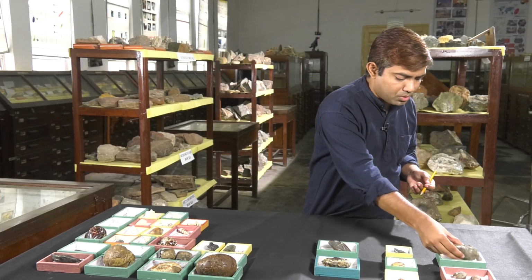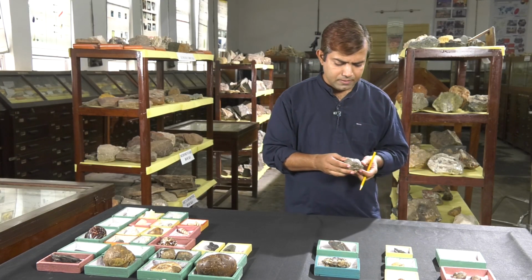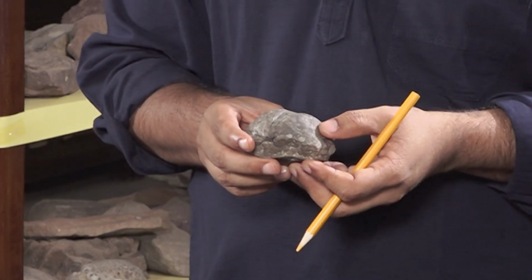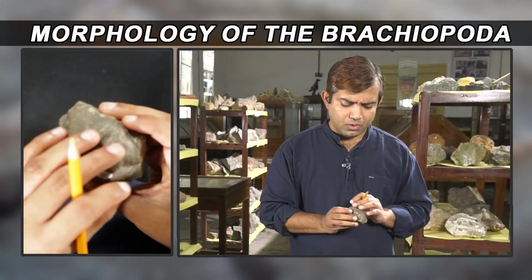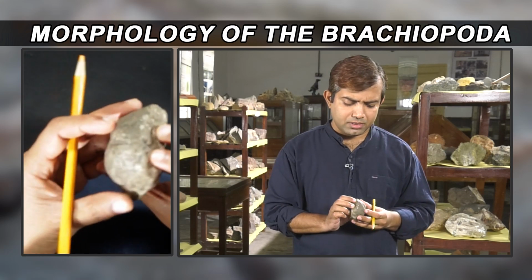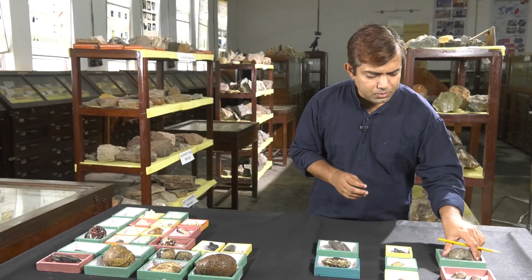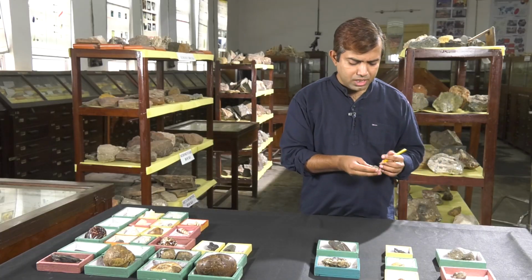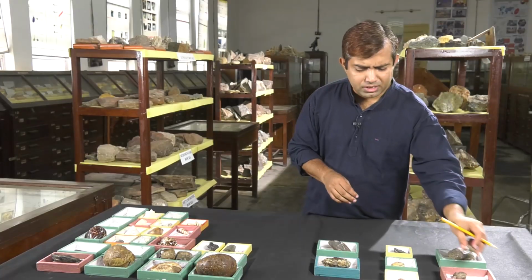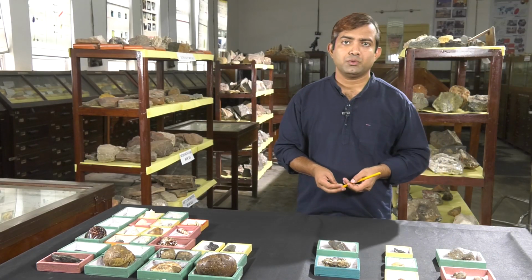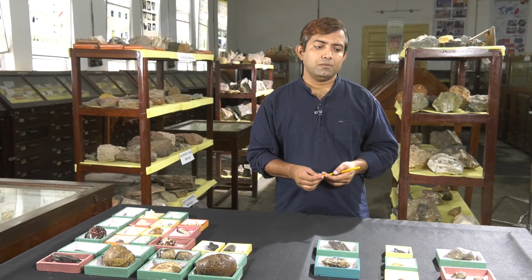Then comes the Productus. This is an index fossil of the Carboniferous-Permian time. This is a concavo-convex form. The convex portion is having a deep sulcus, the hinge line is straight. Sometimes you can have very pronounced radial ribs and the line of commissure can be zigzag. So, these are some special features which you can note down.